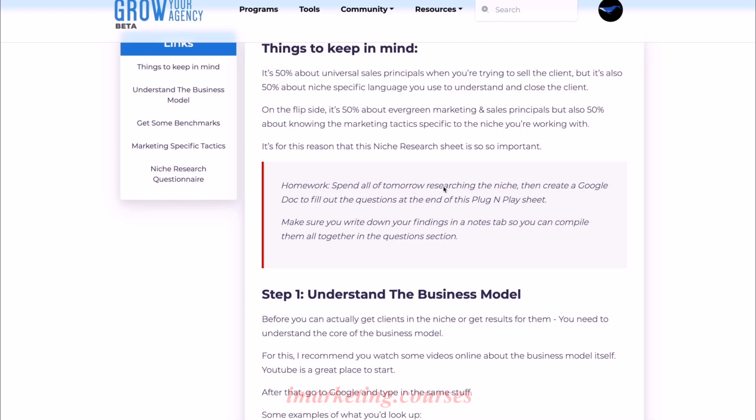So the homework is I want you to spend all of tomorrow researching the niche, then create a Google Doc to fill out the questions at the end of this plug and play sheet. Make sure you write down your findings in a notes tab so you can compile them together. So tomorrow when you're doing all of your research, make sure you're writing down this knowledge in a notes tab, or just wherever, whether that's Notion, Apple Notes, Bear, I don't care. And that way you can congregate it all together inside of Google Docs.